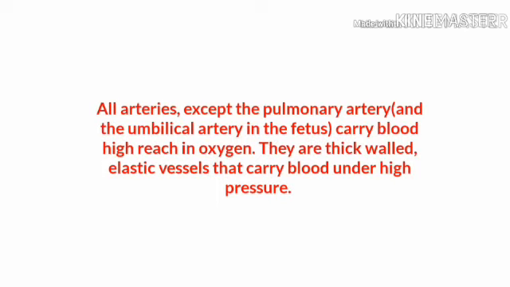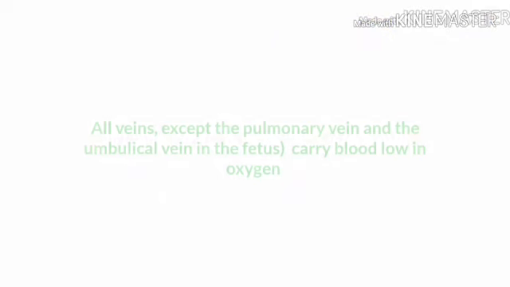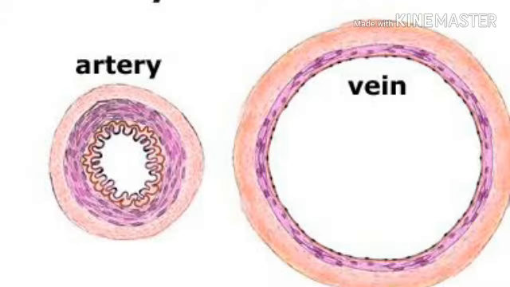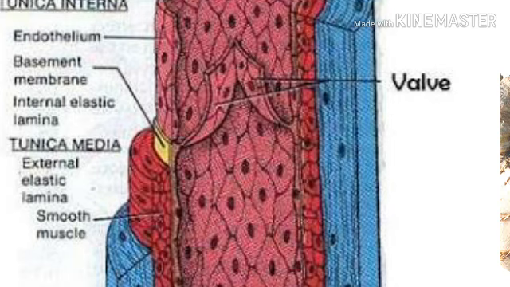All arteries except the pulmonary artery and the umbilical artery in the fetus carry blood high in oxygen. They are thick-walled, elastic vessels that carry blood under high pressure. All veins except the pulmonary vein and the umbilical vein in the fetus carry blood low in oxygen. Veins have thinner, less elastic walls and tend to give way under pressure. Like the heart, veins have one-way valves that keep blood flowing forward.